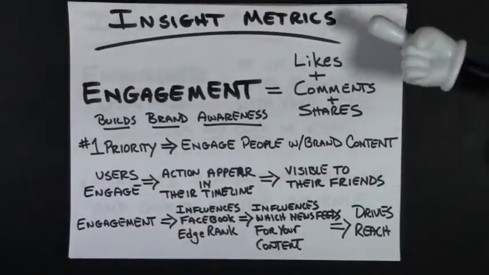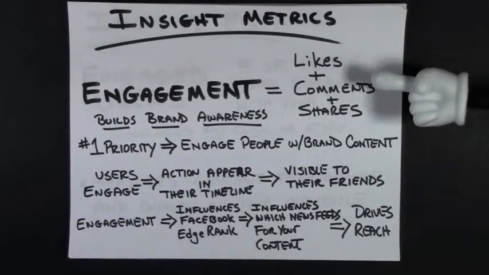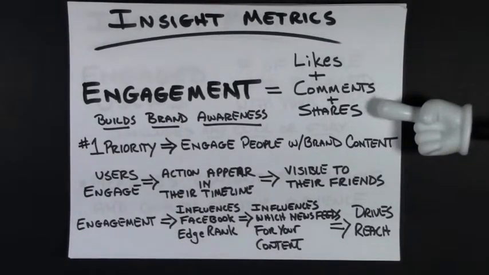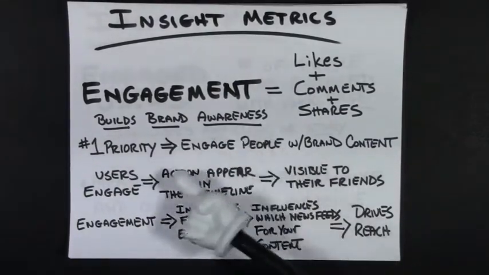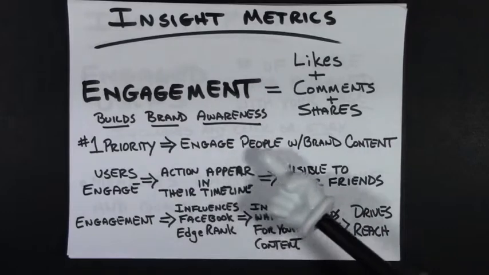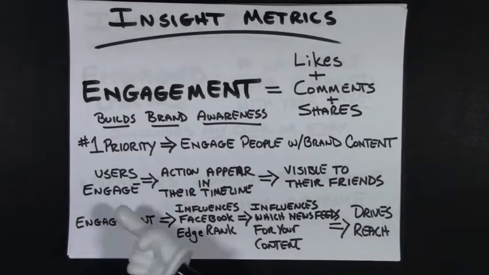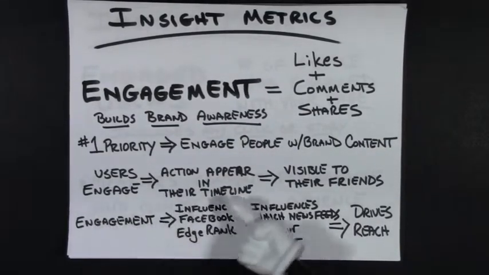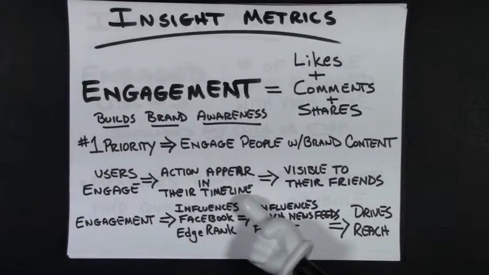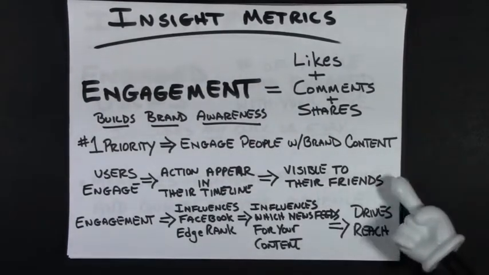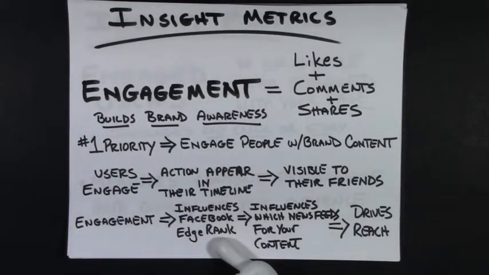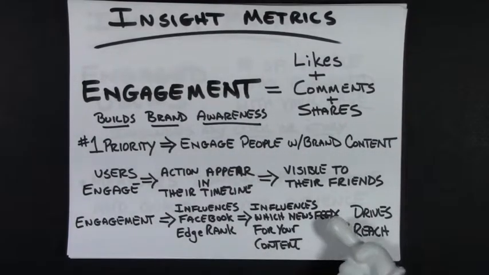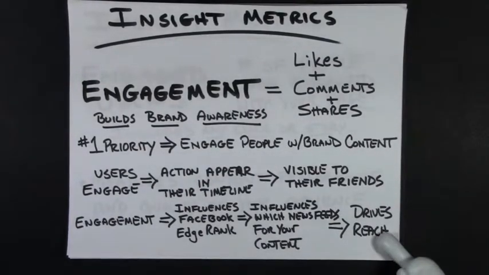Engagement. Engagement is likes plus comments plus shares. So that means that your brand is building awareness. It's the number one priority: engage people with brand content. If users engage, then action appears in their timeline and it's visible to their friends. Engagement influences Facebook EdgeRank, which influences what of your content reaches which news feeds, and that drives reach.